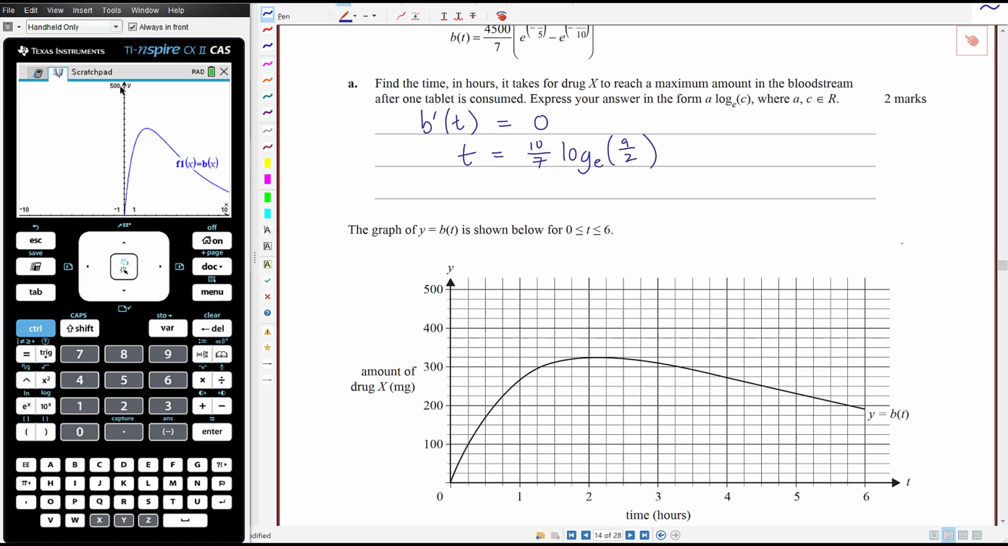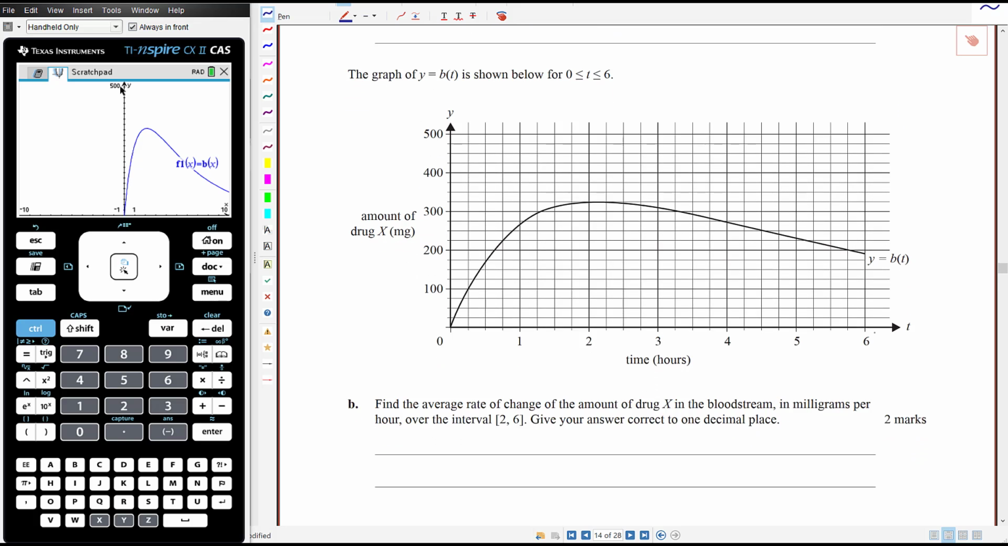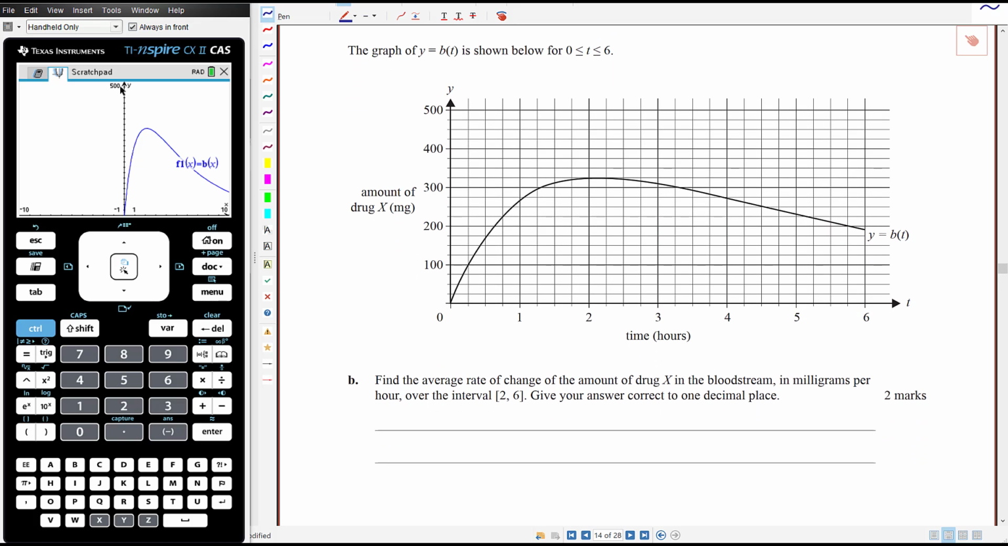Okay, so that is the time in hours. Then we've got the graph drawn here. Graph of b of t is shown for t 0 to 6. Okay, so I've got a similar picture here. I'm just going to move that down a bit.